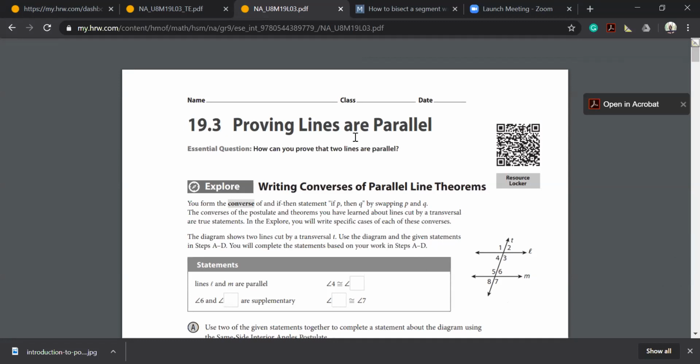But in this lesson, proving lines are parallel, we took the converse of the theorems, if you remember. We said that we have three main things: converse of the corresponding angle theorem, converse of the alternate interior angle theorem, and converse of the same side angle postulate. This is what we talked about, right? And we said that in a converse, you are swapping, which means instead of saying if L is parallel to M, then the angles are going to be equal, you are doing the opposite. If the angles are equal, then the two lines are parallel.